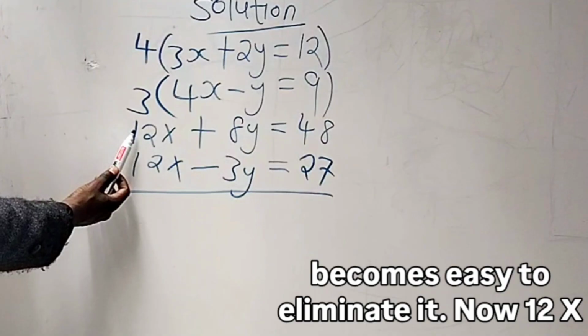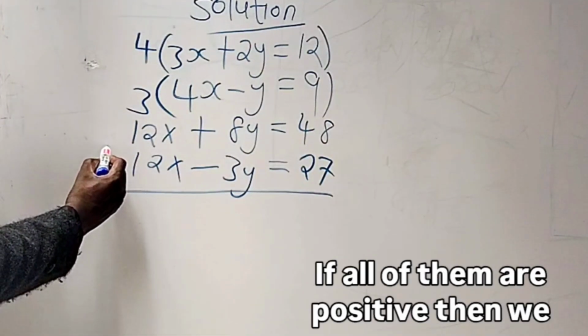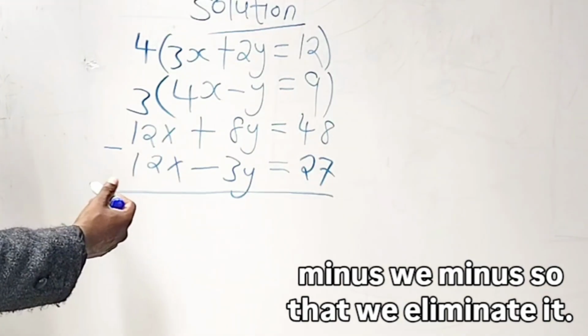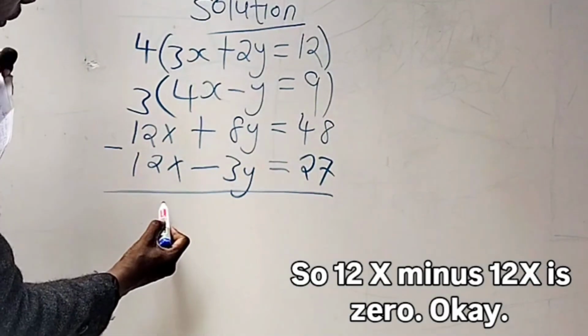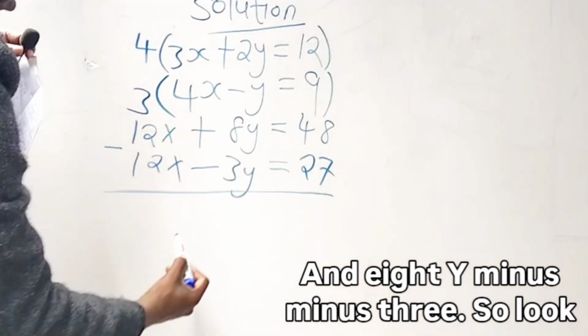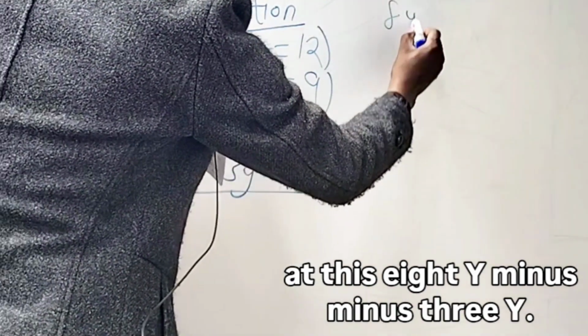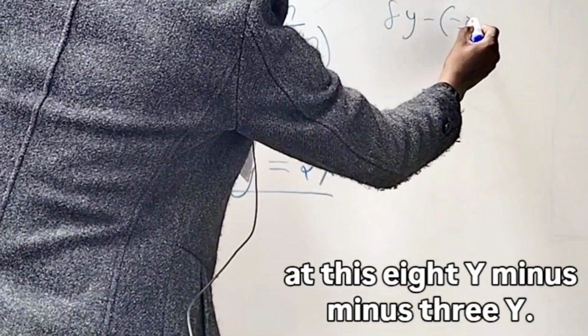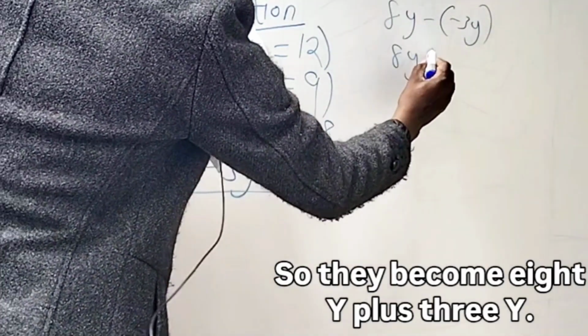Now 12x and 12x, all of them are positive. If all of them are positive, then we subtract so that we eliminate it. So 12x minus 12x is 0. Okay, and 8y minus negative 3y. So look at this, 8y minus 3y. This is a minus and this is a minus, so they become 8y plus 3y.